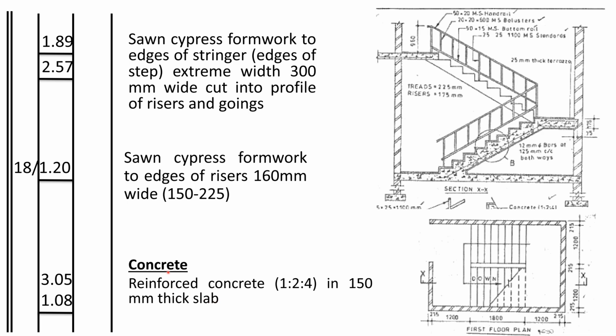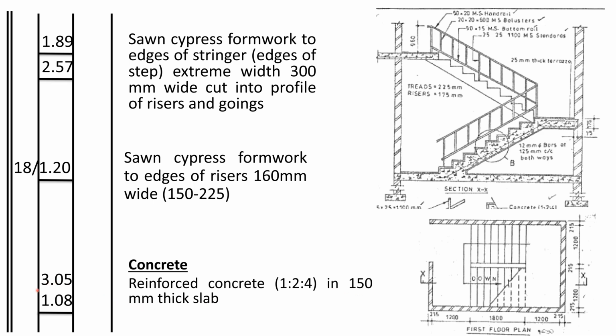Now we go to concrete. We shall calculate the concrete, that reinforced concrete ratio 1:2:4 in 150 millimeters thick slab. Okay, in this landing, we shall start with concrete in the landing. You see, it's 175 millimeters. So in the landing, we shall calculate the area of the concrete, which is here 175 millimeters. So we shall place 175 millimeters in the description column.